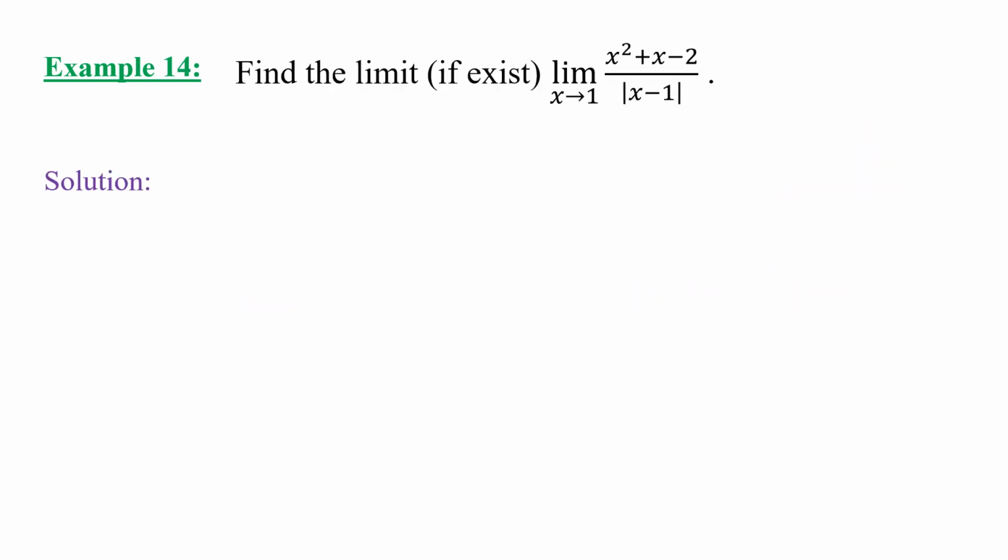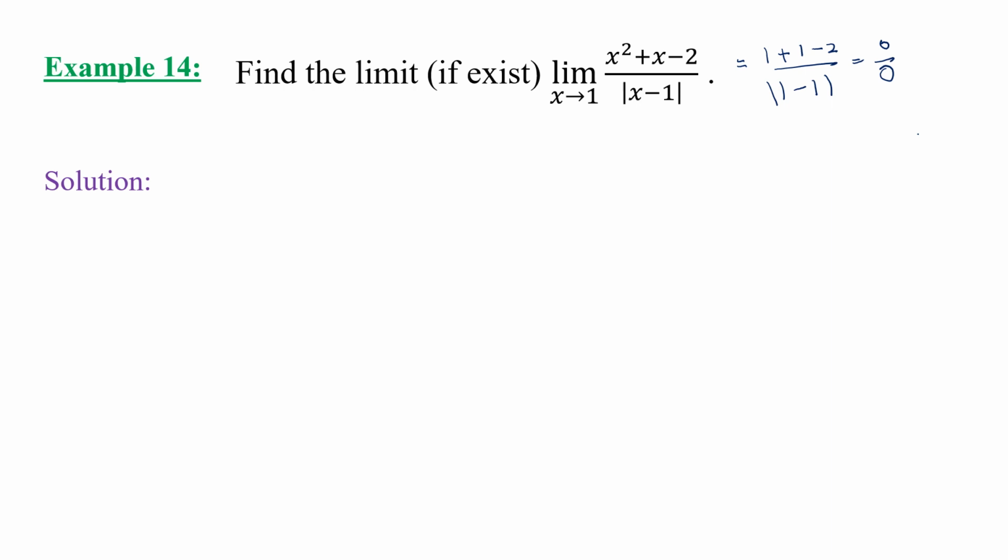Example 14. Find the limit, if it exists, as x approaches 1 of (x squared plus x minus 2) over the absolute value of x minus 1. If we use direct substitution, then we get (1 plus 1 minus 2) over (1 minus 1), and we get 0 over 0. For this case, we can use either multiplication by the conjugate or factorization.